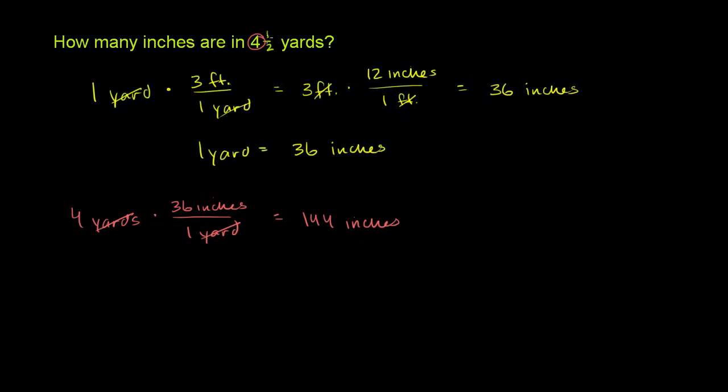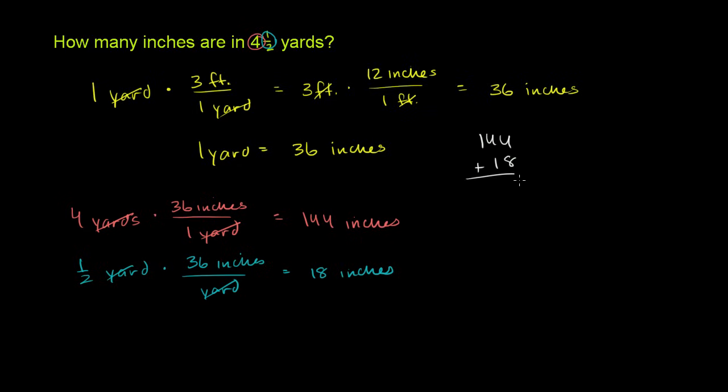And then if we do the half yards, so 1/2 yard, once again, times 36 inches per yard. The yards cancel out. 1/2 times 36 is going to be equal to 18 inches. So 4 and 1/2 yards is the same thing as 4 yards plus 1/2 yards, which is the same thing as 144 inches plus 18 inches. Let's just add it up over here on the right, 144 plus 18. 4 plus 8 is 12. 4 plus 1 is 5. You have this 1 up here, so it's 6. And then we have a 1. So when you add them all together, you get 162 inches.